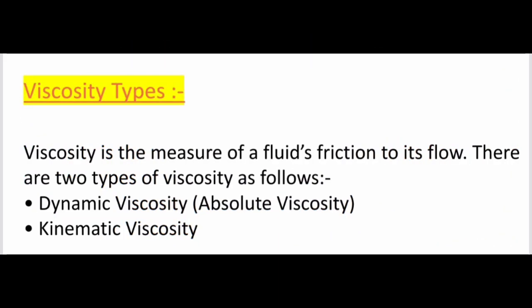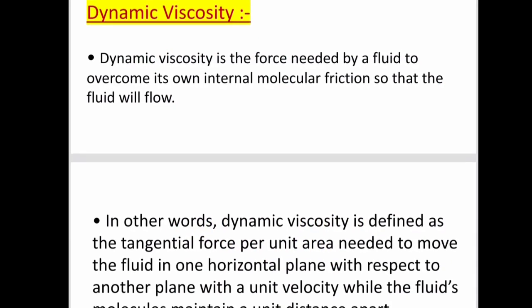Viscosity types. Viscosity is the measure of a fluid's friction to its flow. There are two types of viscosity as follows. First, dynamic viscosity, that is absolute viscosity. Second, kinematic viscosity.